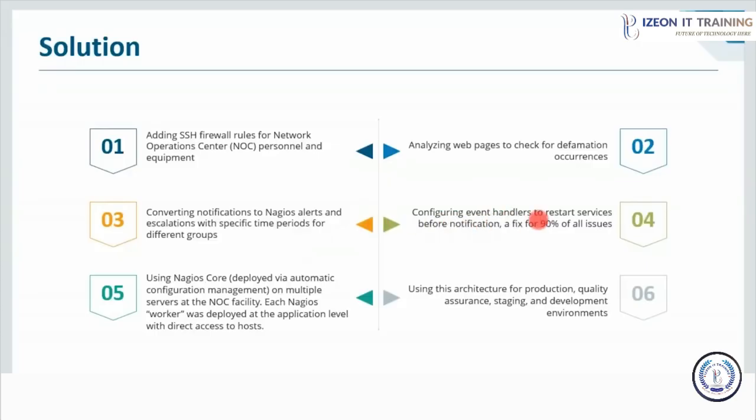Now, configuring event handlers to restart services before notification was basically a fix for 90% of the issues, and they used Nagios Core on multiple servers at the NOC facility. And each Nagios worker was deployed at the application level with direct access to the host. So whatever Nagios worker or agent or remote machine we have was deployed at the application level and had direct access to the host or to the master, whatever you want to call it. And they implemented the same architecture for production, quality assurance, staging, and development environments.